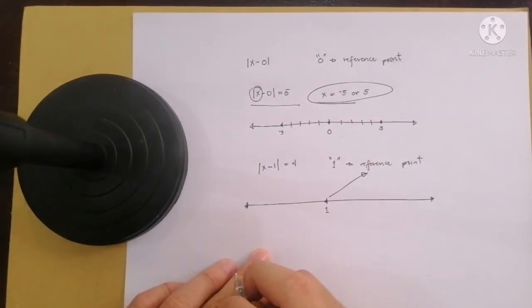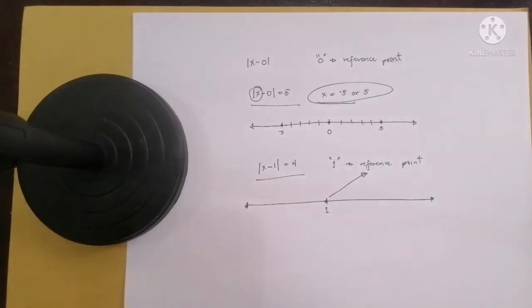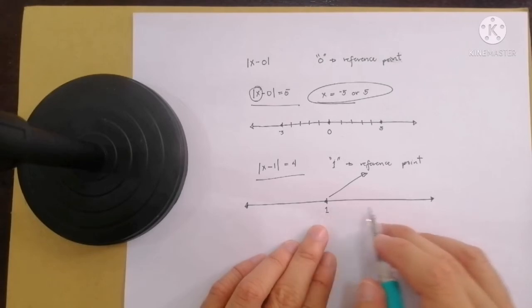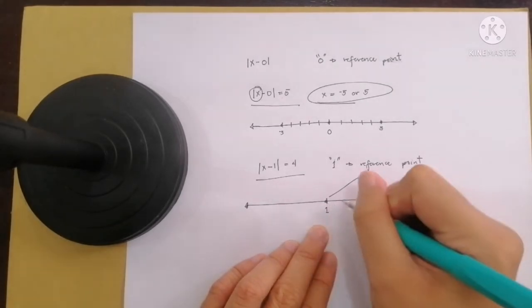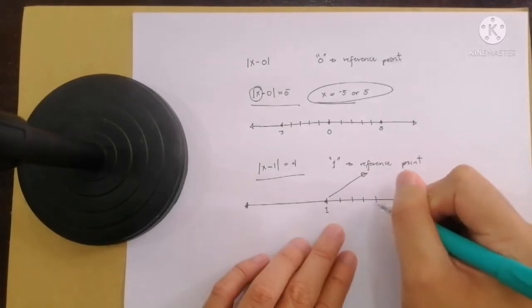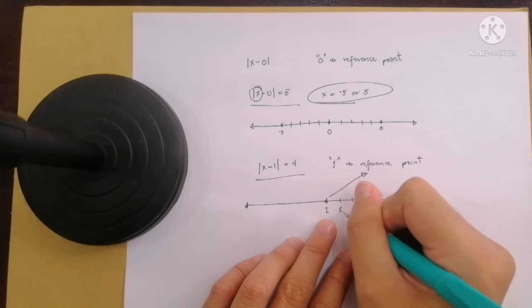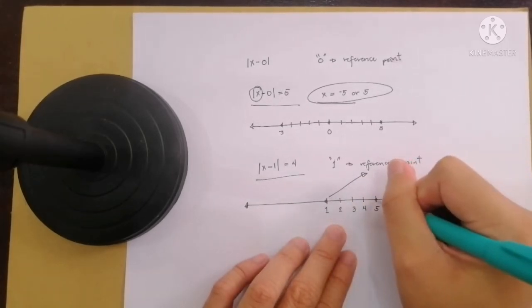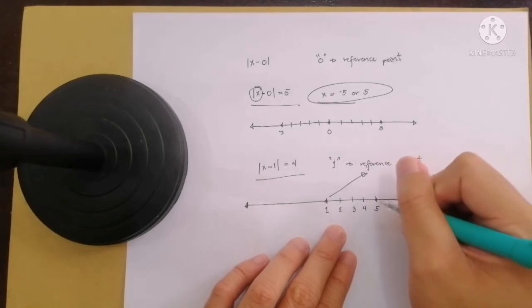Now, meaning, itong notation na to, the absolute value of x minus 1 equals 4. Ibig sabihin yan, there are two numbers that are 4 units away from 1. So 4 units away from 1. Let's count muna papunta sa right side. We have here 1, 2, 3, 4. So 4. Now, anong susunod dito sa 1? This is 2, tapos 3, tapos 4, tapos 5. So ibig sabihin, we land at positive 5.